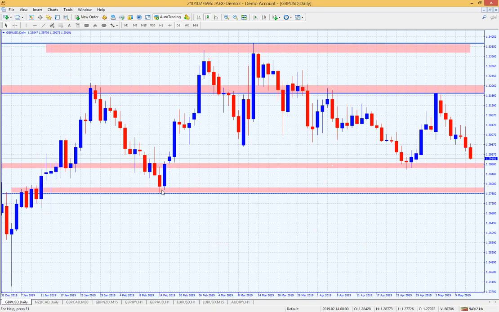Then it hit this level and bounced all the way up to this area. That would be a higher high or a new high, which is an additional level of resistance. It came back down and didn't exactly hit this level here, but if you can see this candlestick, this wick could technically be another level of support and resistance.